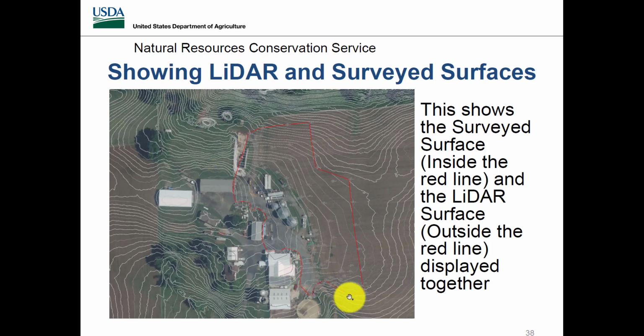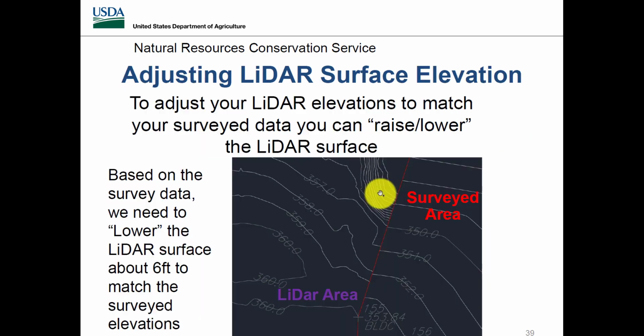So this is showing the LiDAR and the surveyed surfaces along with the map. You see the points in there. You see your existing contour layers based off of your point survey, and then the LiDAR on the outside of that red line displayed together. So you can adjust the LiDAR surface elevation to match your surveyed area elevation, and like I said, it'll be close. To adjust your LiDAR elevations to match your survey data, you can raise or lower the LiDAR surface.